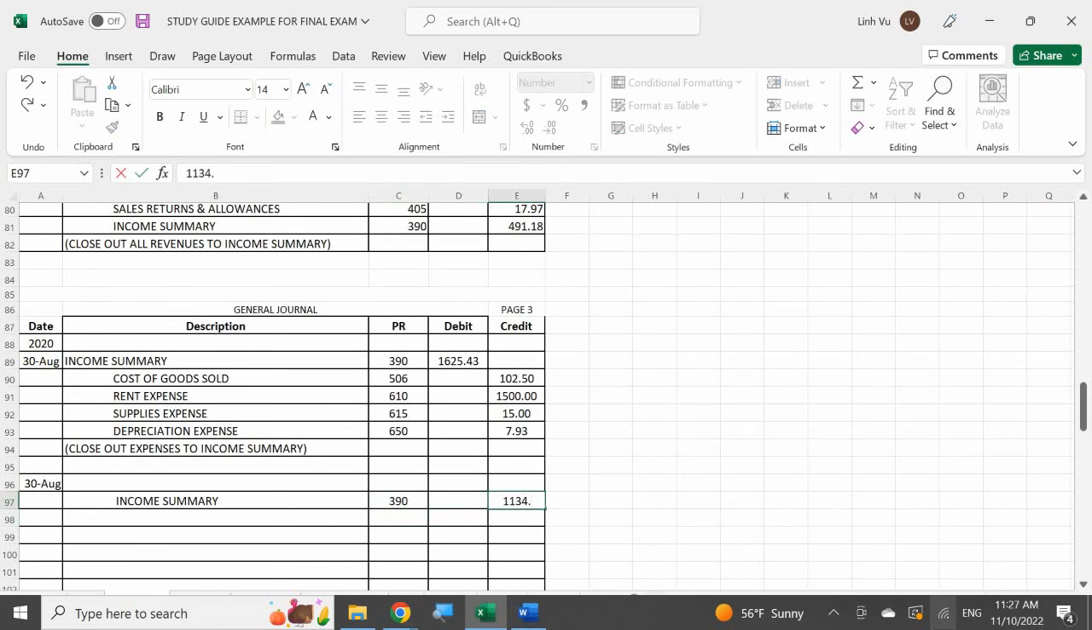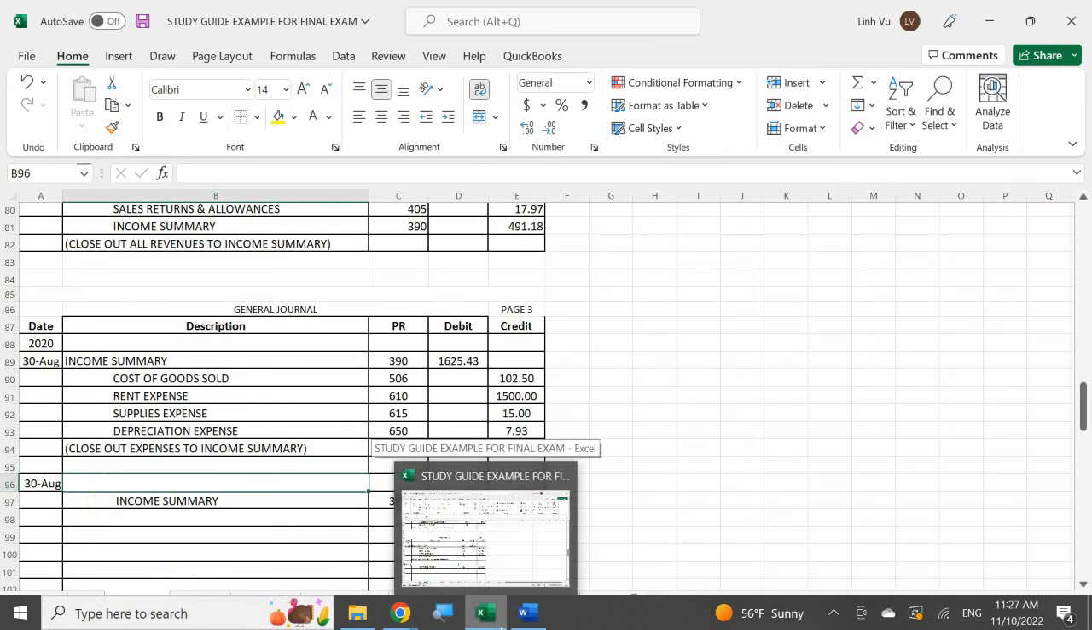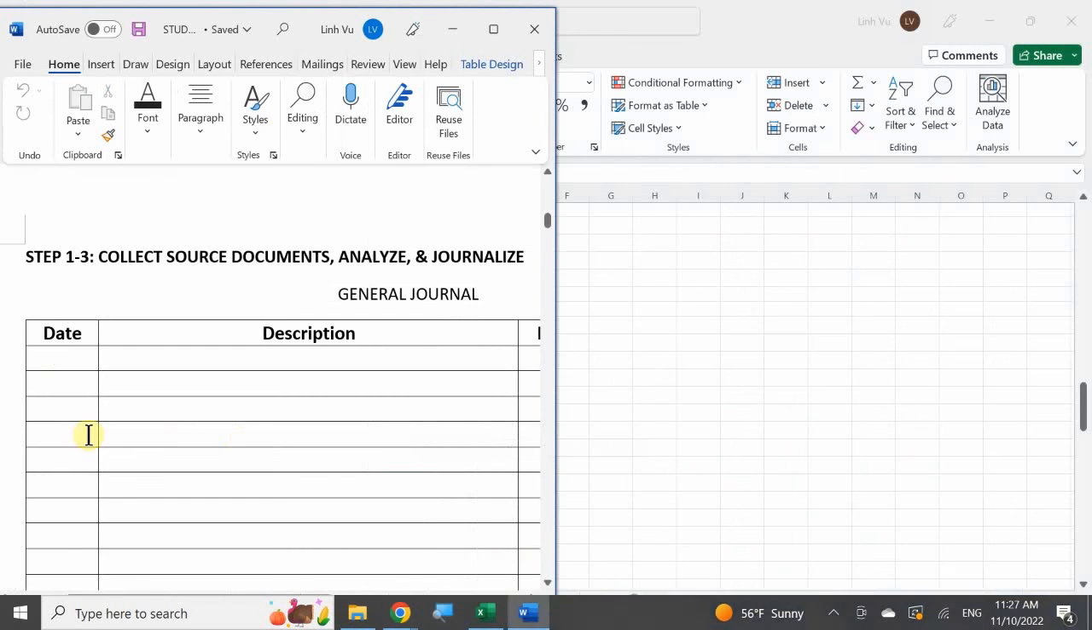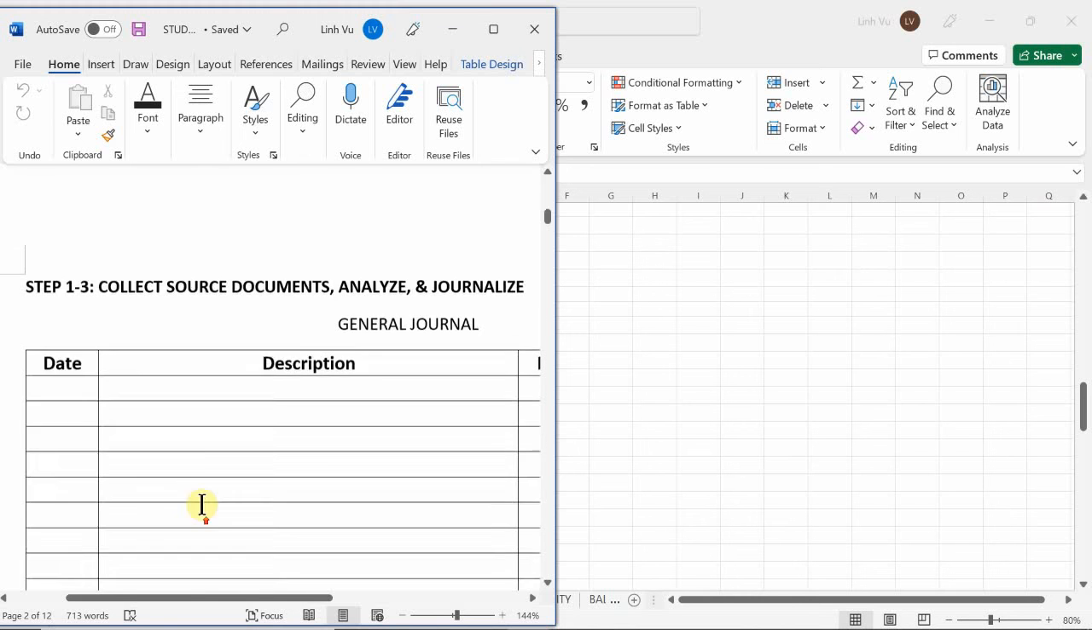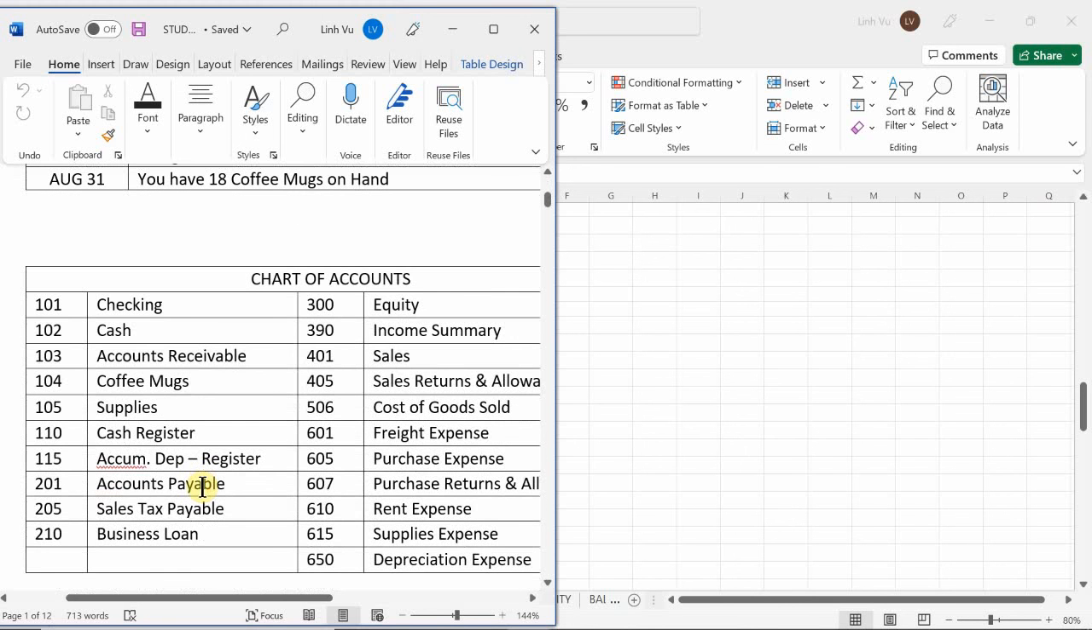For 1134.25. Where am I taking this out from? Your equity. So that means your equity is going to be debited. So if my equity is debited, what does that tell me? That you're at a loss. That you're going to decrease. Correct. You're at a loss for that account, right? Because you did lose money, right?